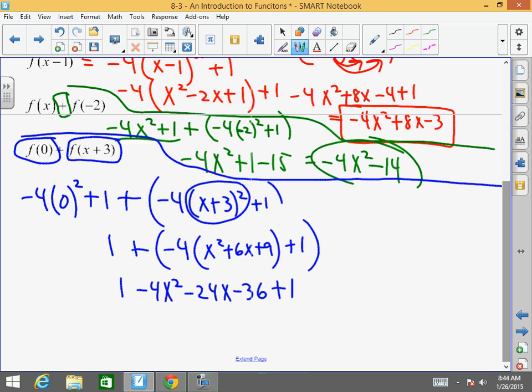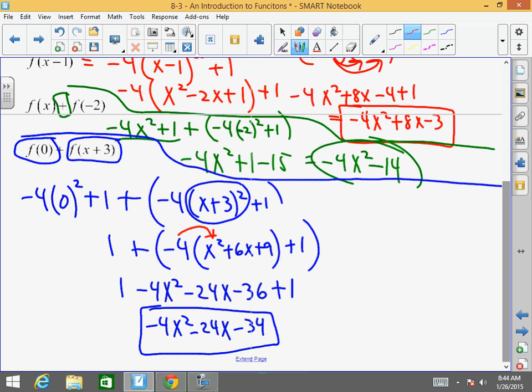Wow, I feel like a loser. Sorry, man. So this is negative 4x squared minus 24x, and 2 minus 36 is negative 34. Again, I apologize. Everyone out in the video world, I apologize. You can thank my student for catching me on my mistake. This negative 4 distributes to this, not to the 1. Great job, son. Thank you.